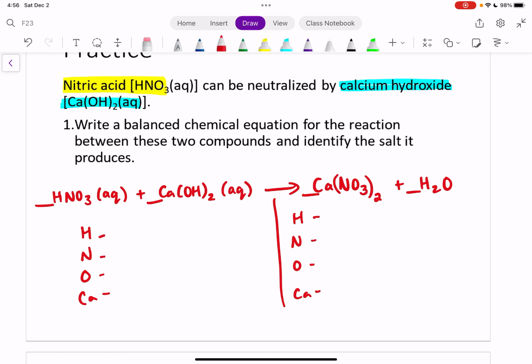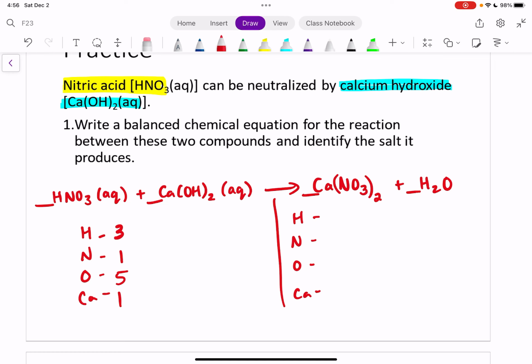Calciums, sorry. On the left, I've got a hydrogen here and 2 over here. So that's going to give me 3 hydrogens total on the left. And then for nitrogen, we've only got 1 on the left. Oxygen, we've got 2 from this area here and 3 from over here. So that's going to give us a total of 5 oxygens on the left. And then calcium, we've only got 1.